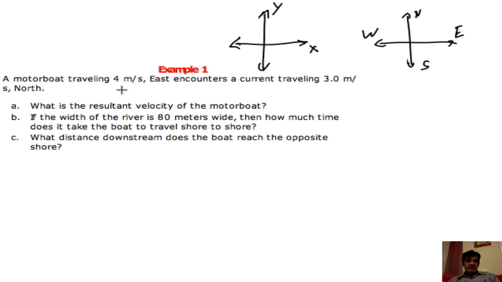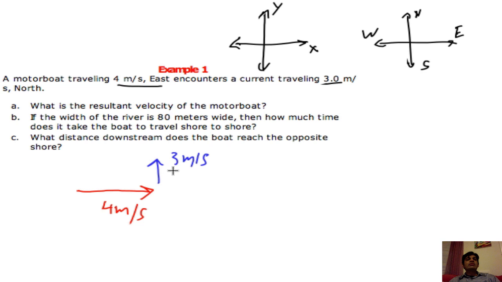So we have a motorboat traveling 4 meters per second east, and it encounters a current traveling 3 meters per second north. In other words, we have a boat going east at 4 meters per second, and then we have this current that goes 3 meters per second north. And we also have this river that is 80 meters wide. So x naught is 0 and x final is 80. That's sort of what we have going on.